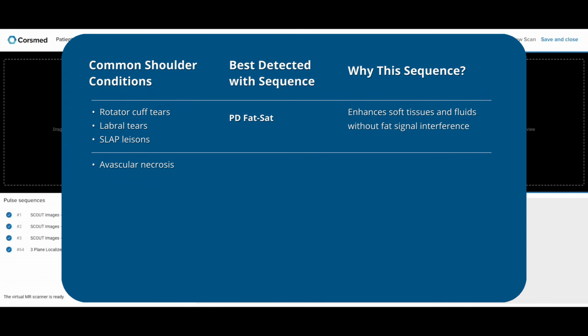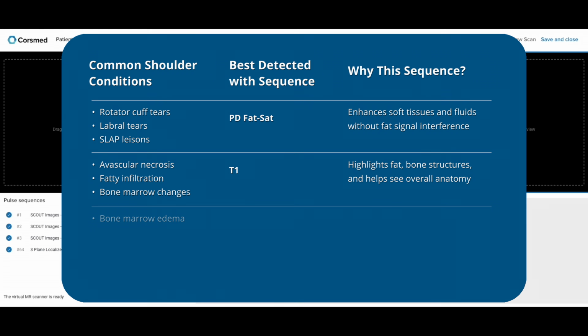Next, we look for avascular necrosis, fatty infiltration, and bone marrow changes. These are clearly seen on T1 weighted sequences, which highlight fat, bone structures, and help us see the overall anatomy. Finally, we check for bone marrow edema, joint effusions, and adhesive capsulitis. These conditions are best seen on T2 weighted sequences, which highlight fluid-related abnormalities and edema.